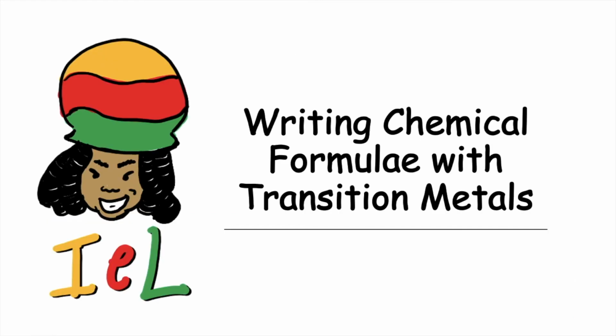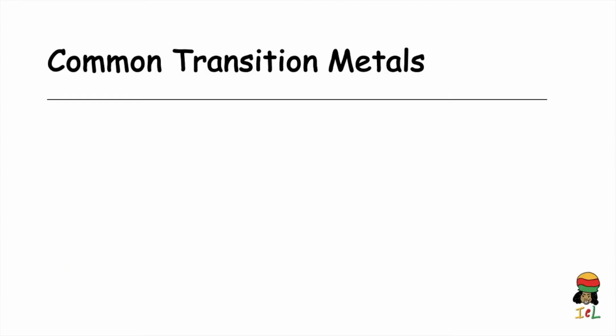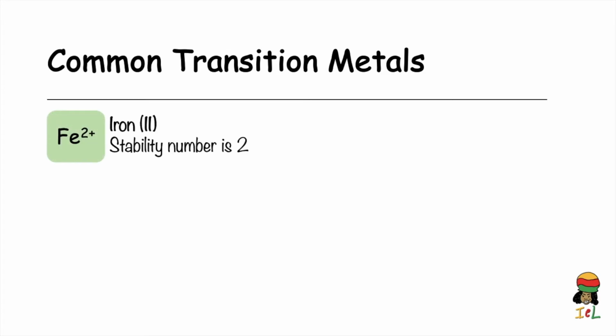Now we're on to the final section of writing chemical formulae, where we're going to introduce transition metals as well as post-transition metals. Examples of common transition metals we need to know at this level include iron. When iron bonds, it loses 2 electrons to form a stable metal ion called iron 2, symbol Fe2+. Therefore, the stability number is 2.